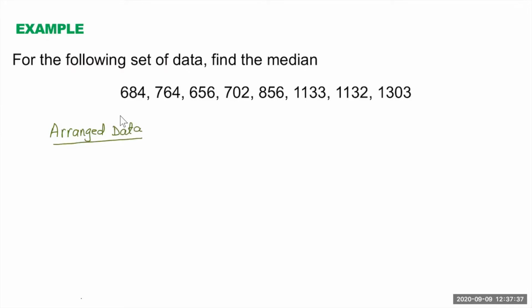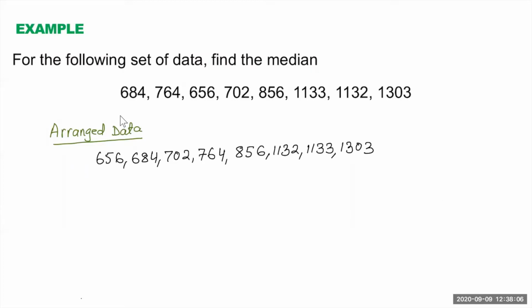The arranged data will be, the smallest is 656. Then we have 684. Then you have 702. Then you have 764. Then you have 856. Then you have 1132. Then you have 1133. Then you have 1303. So we arrange the data from the smallest to the largest. Now, if you count how many are there, you can see 1, 2, 3, 4, 5, 6, 7, 8. N equal to 8, even number. So we have even number of data, N equal to 8.